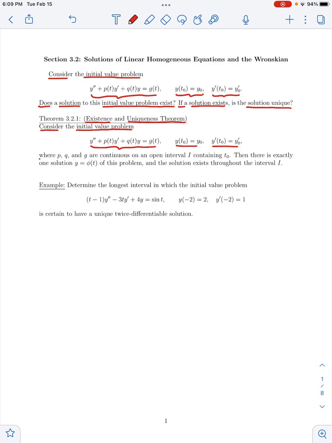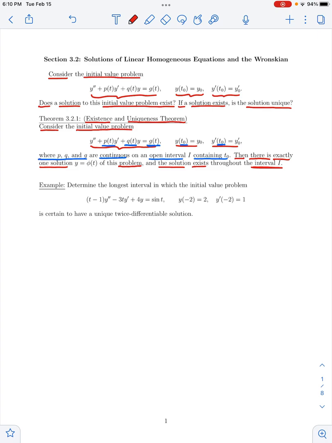where these coefficient functions, p, q, and g, are all continuous on some open interval containing our initial value t naught. So here, these functions p of t, q of t, and g of t, once we write the equation in its standard form, are all continuous on some interval which contains our initial value, t naught, that is the value of t where our initial conditions were defined, then we are guaranteed that there exists exactly one solution of this initial value problem. So a solution exists and it's the only one, and this solution exists throughout the interval which contains our initial value of t, that interval of continuity.